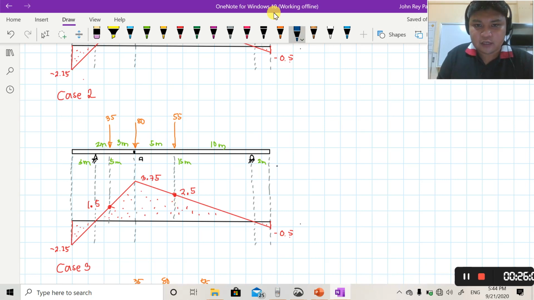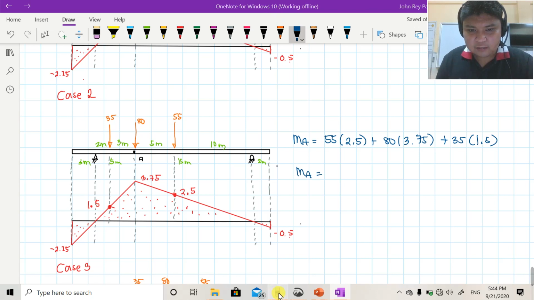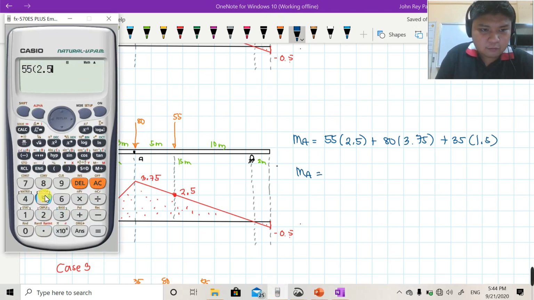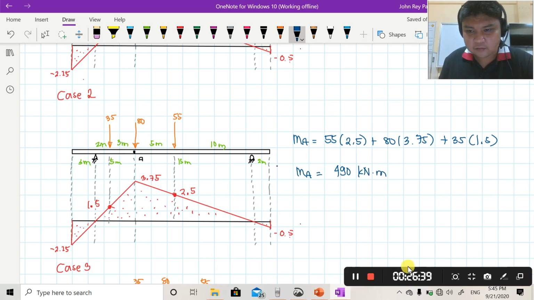So therefore, computein ulit natin yung MA. So that will be 55 multiplied by 2.5 plus 80 multiplied by 3.75. And lastly, plus 35 multiplied by 1.5. So therefore, ang moment natin at A will be equal to 55, 2.5 plus 80, 3.75 plus 35, 1.5. So, ang sagot natin ay 490 kilonewton meter.